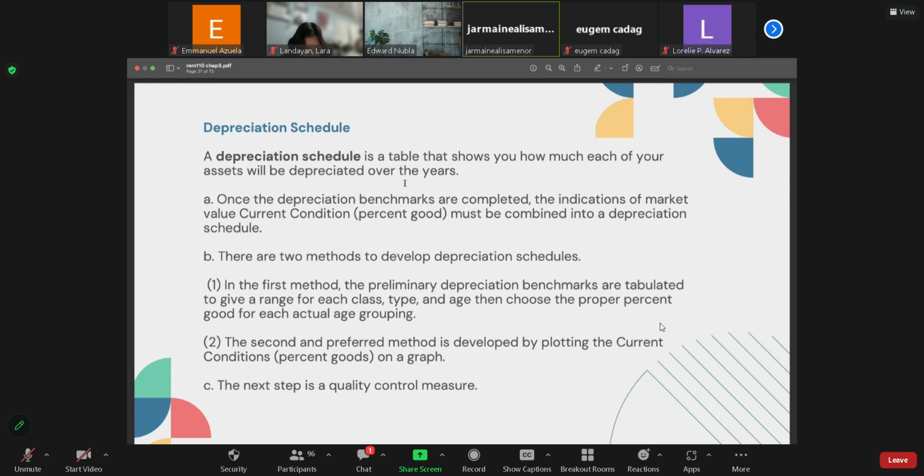So may computation siya. Ayun, new appraised value divided by sales price equals ratio. This ratio can be used to ensure that schedules are performing correctly. Next slide po.